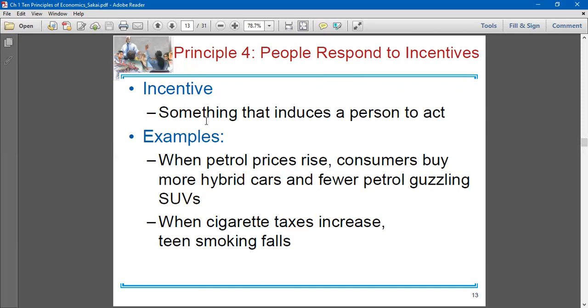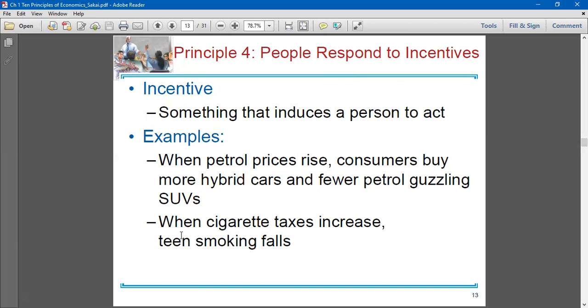Look at the example. Assuming that there's an increase in petrol prices, okay? Now, consumers will be buying more hybrid cars than cars that use up more petrol. Okay, so if we don't buy the petrol consumption cars, then we are not affected by those changes in price. But as soon as there was an increase in the price of petrol, you see that people will start acting.